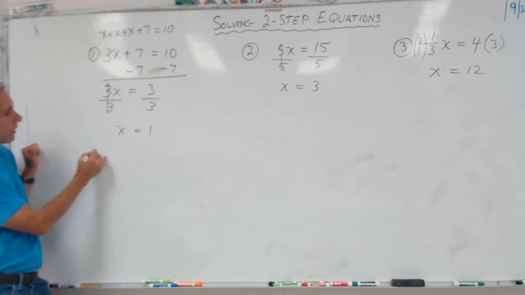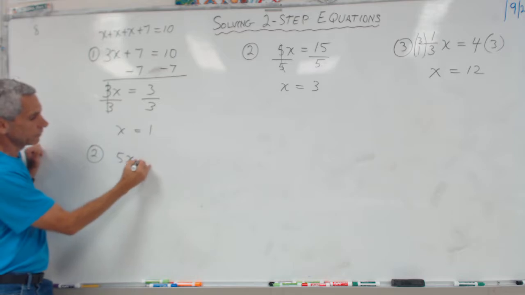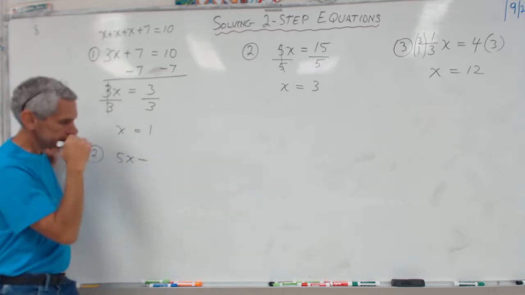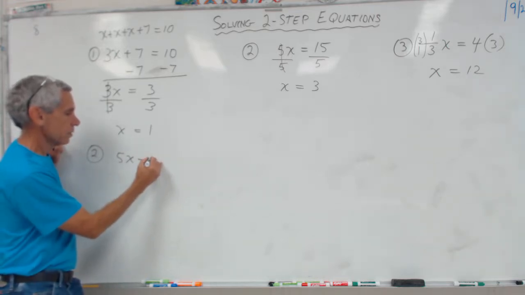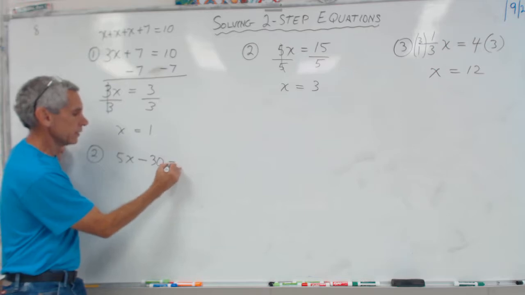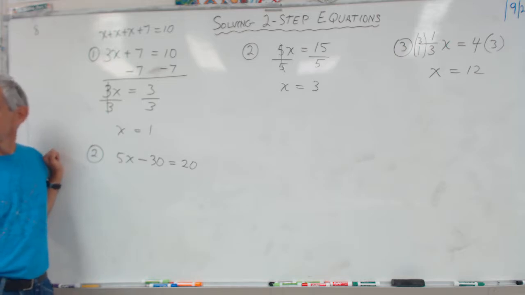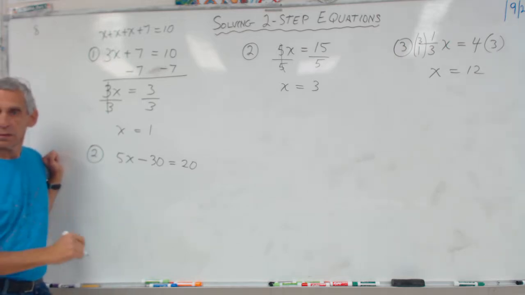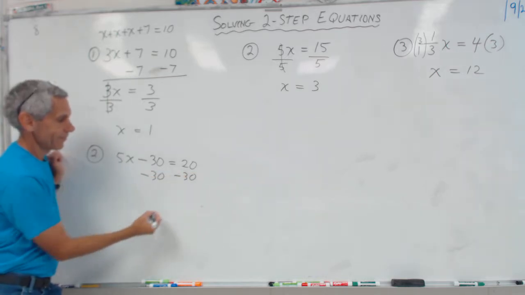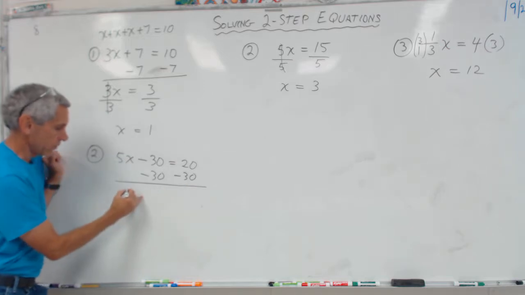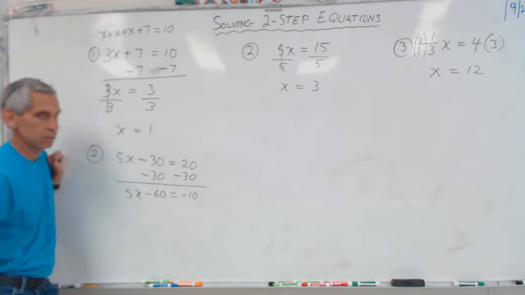All right, let's do another example of this type. Let's say we have 5x minus 30 is equal to 20. What would I do? So Sienna, subtract 30 from both sides. Add 30. Oh no, sorry, add. Wait, no, subtract. If I do that, I get 5x minus 60 is equal to negative 10.